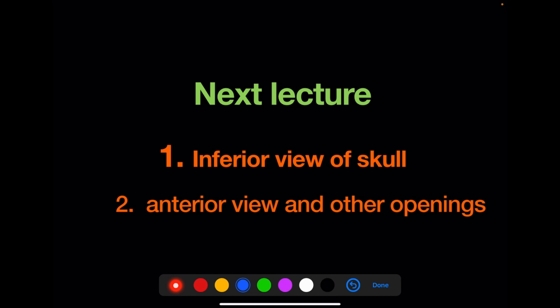Next lecture we'll discuss the inferior view of skull and the anterior view and their openings.